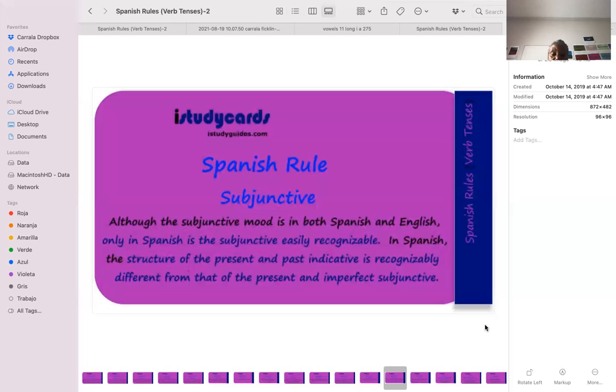In Spanish, the structure of the present and past indicative is recognizably different from that of the present and the imperfect subjunctive. And the past, because there's two pasts, there's the preterite and the imperfect, they are recognizable. The structure is recognizable from the present and imperfect subjunctive. And that's important. It's the structure itself.